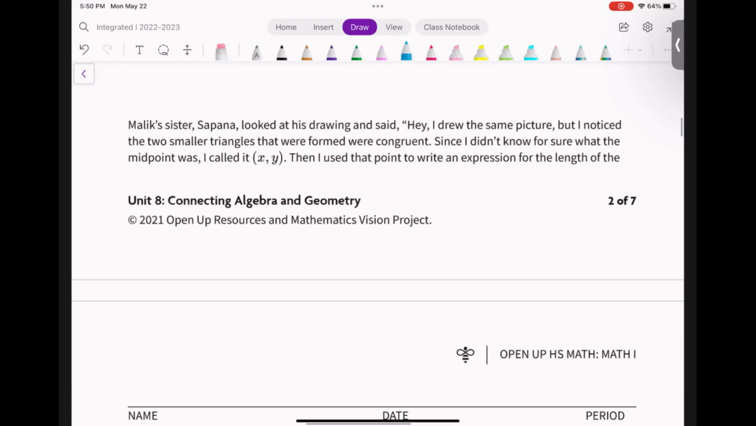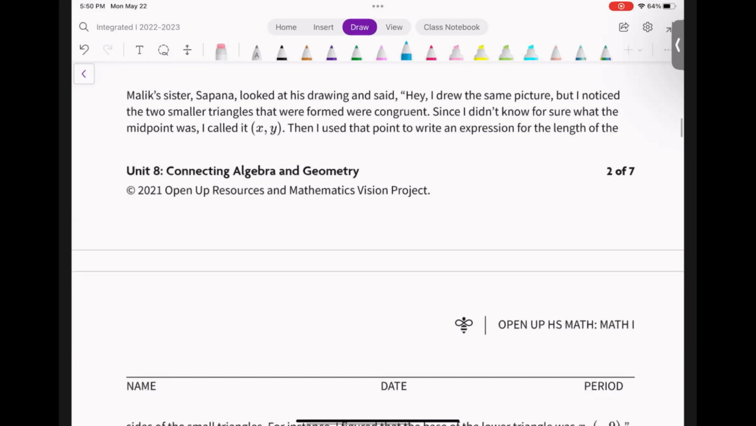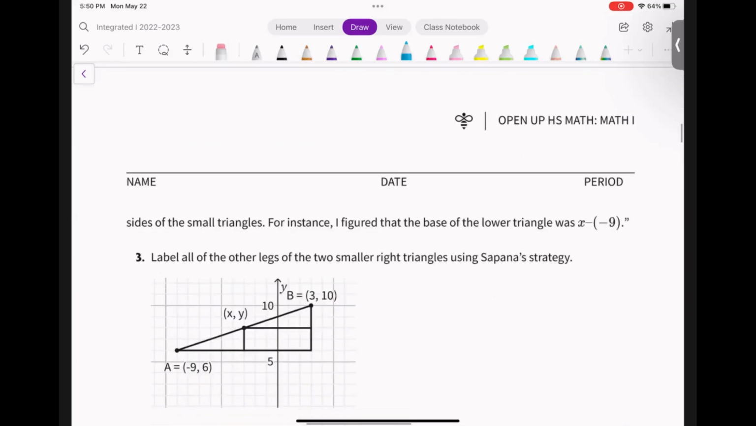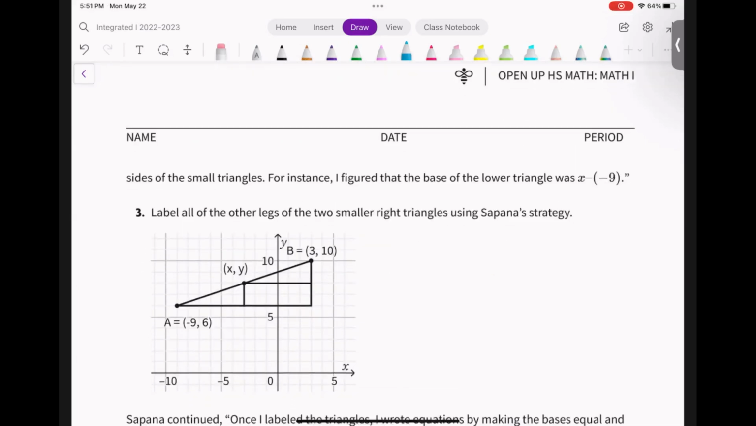Malik's sister Sapana looked at his drawing and said, hey, I drew the same picture, but I noticed two smaller triangles that were formed that were congruent. Since I didn't know for sure what the midpoint was called, I called it (x, y). Then I used the point to write an expression for the length of the sides of the small triangles. For instance, I figured out that the base of the lower triangle was x minus -9. So she's saying this length here is x minus -9, because minus -9. Okay, so that would be the coordinate.